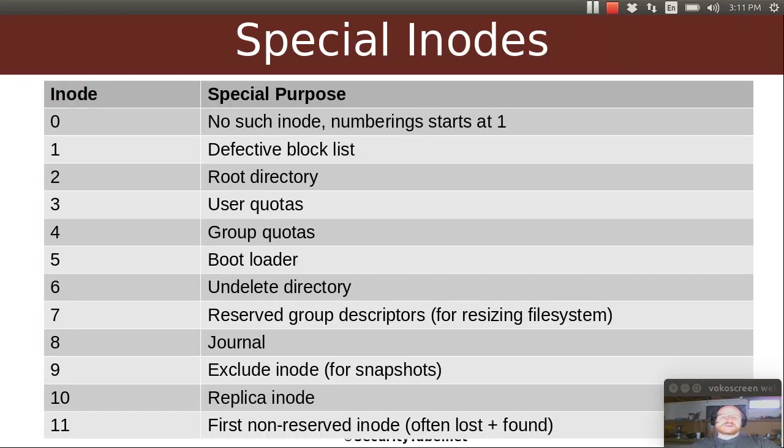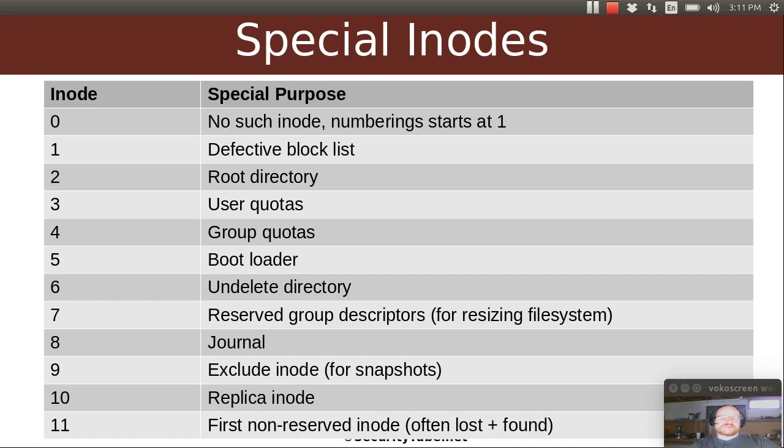Now there are a couple of special purpose inodes. First of all, inode 0, as we already said, does not exist. Inode 1 has a list of defective blocks. 2 is the root directory. 3 and 4 are user and group quotas. And 5 often contains the bootloader. 6, an undelete directory if it's being used. 7 is used for reserved group descriptors. Recall from some earlier discussions that you can reserve group descriptors for resizing a file system.